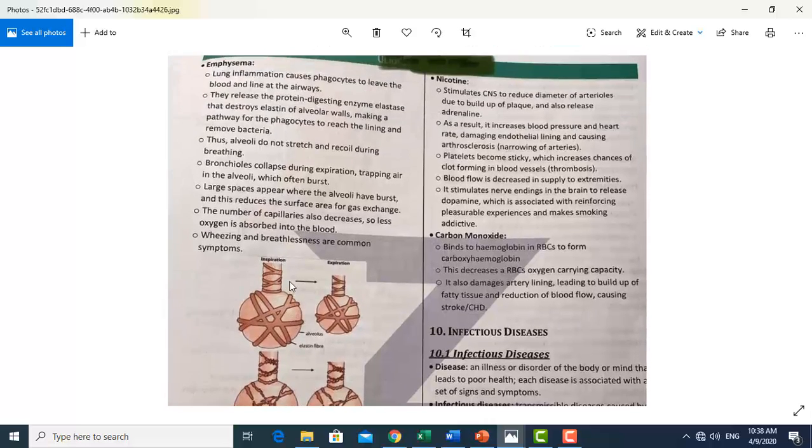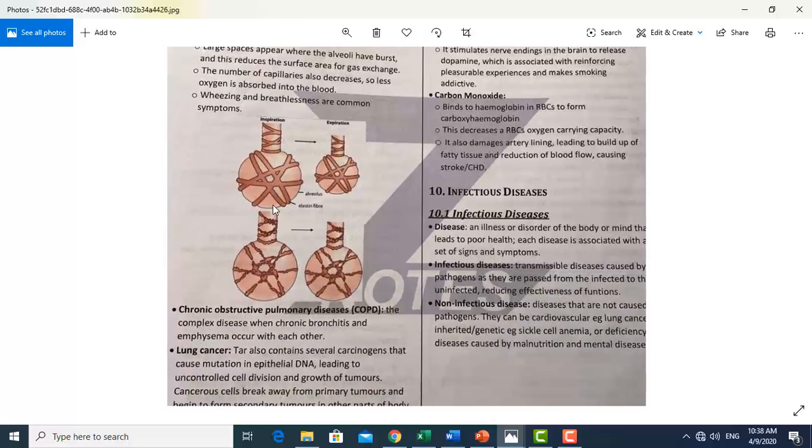So when someone has emphysema, you will find that his or her chest makes those sorts of noises, like a whistle.